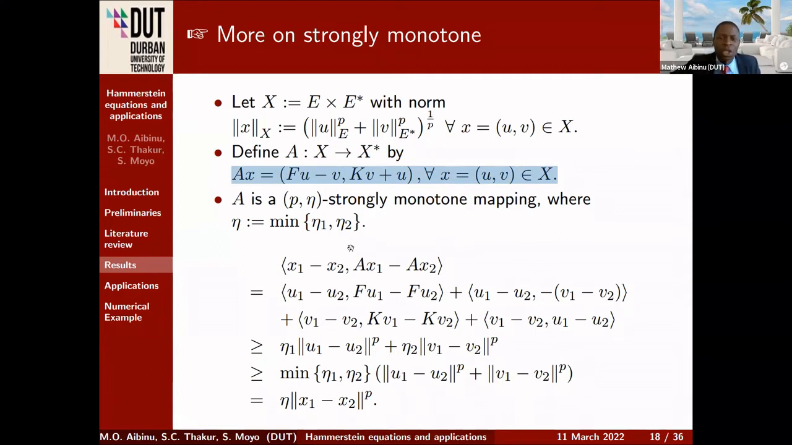This is the sketch of the proof to show that this A is a p eta strongly monotone mapping. By definition of strongly monotone mapping, we should have the duality pairing of x1 minus x2, comma A x1 minus A x2, which is defined as this, which is greater than or equal to this, which is also greater than or equal to this, which is equal to this by the norm of X. Therefore, that shows that A is p eta strongly monotone.